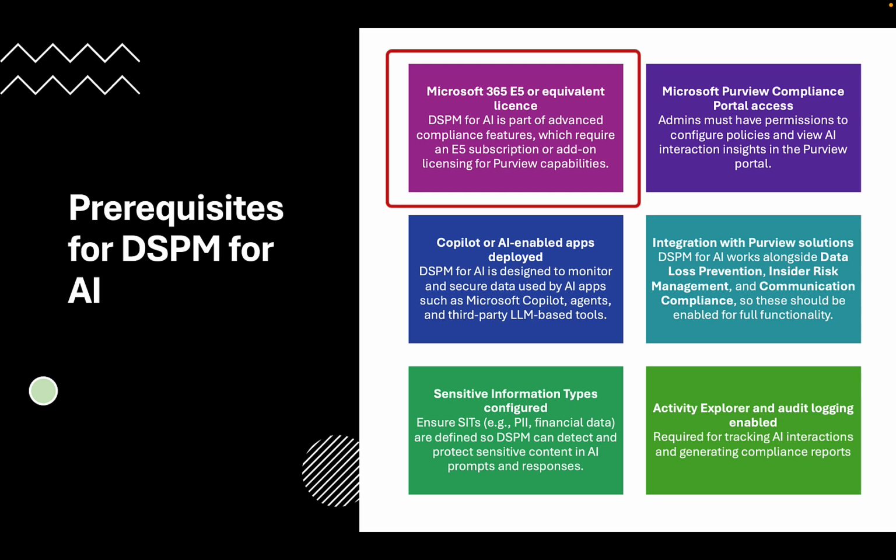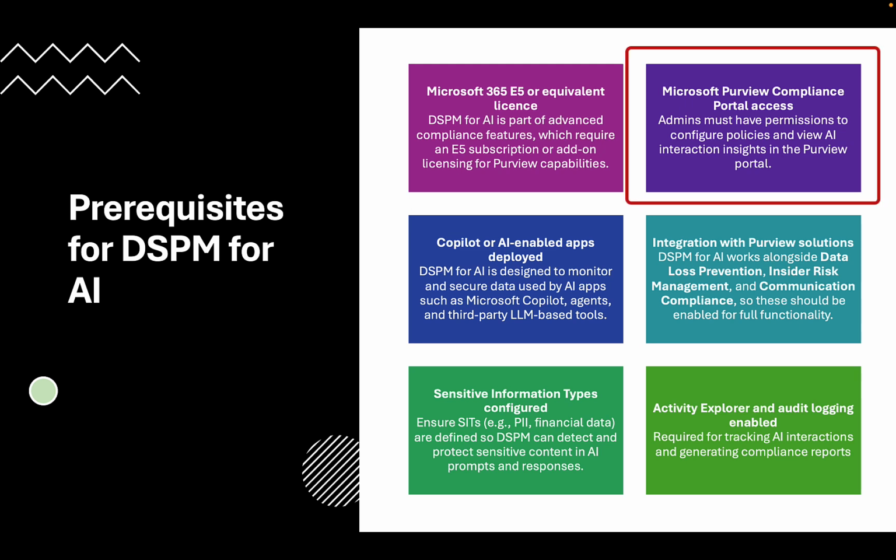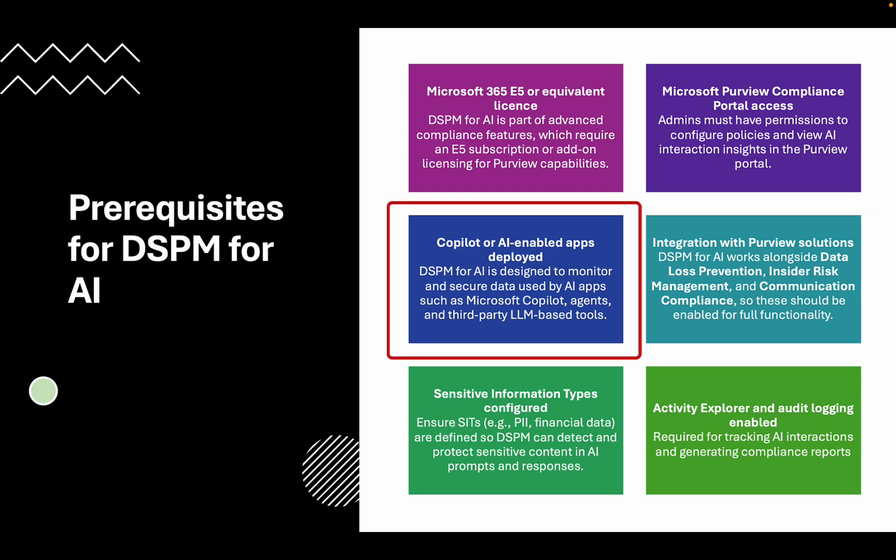You're going to need a Microsoft 365 E5 or equivalent license. So DSPM for AI is part of advanced compliance features which require an E5 subscription or add-on licensing for Purview capabilities. You're going to need Microsoft Purview Compliance Portal access. Admins must have permissions to configure policies and view AI interaction insights in the Purview portal.